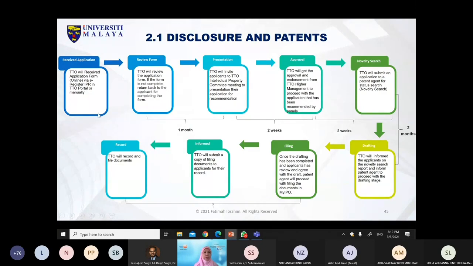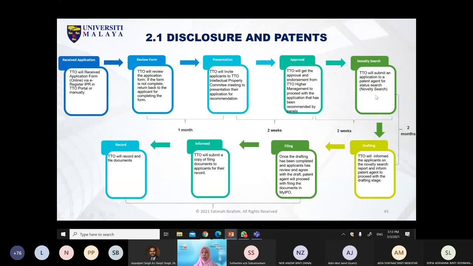So first of all, the technology transfer office will receive applications from the researcher who thinks, oh, I got an innovation and I want to file and protect my innovation. So they will submit their request either to the e-register on the website of the technology transfer office, or through a manual copy. And then the TTO will review the application, and then they will call for a meeting, and they will have a committee meeting to evaluate the presentation.